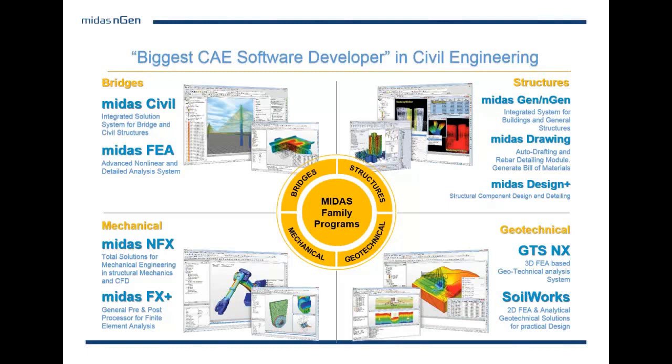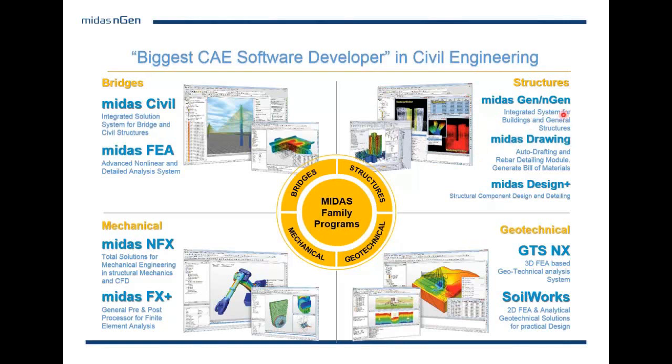Then further coming to the structures, we have MIDAS Gen and MIDAS nGen software solution. MIDAS Gen is our older software solution. MIDAS nGen is the latest one. So soon we are going to be converting Gen into MIDAS nGen. All the capabilities of Gen will be coming to nGen. So let's see what MIDAS Gen or nGen is all about. Basically, it's a software solution in which you can do buildings as well as general structures.